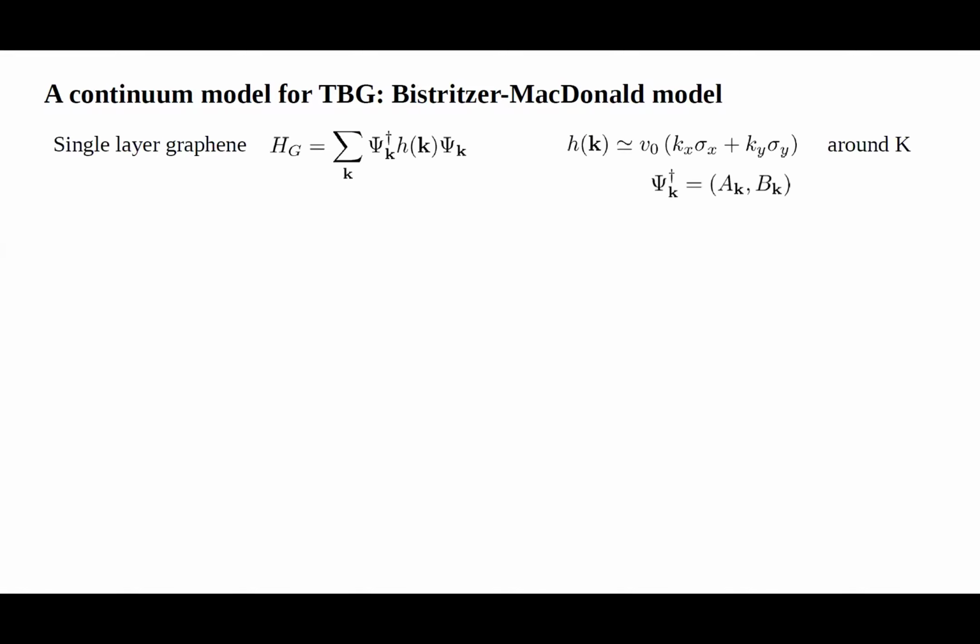So again, starting from the single layer, we can write down the Hamiltonian of graphene in k space, like so. Here, psi k is a two-dimensional spinor where you have a number for the wave function of what's located on site A and what's located on site B. And then H of k is a 2x2 matrix written in terms of the Pauli matrices. And here we can take the approximation that we are around the K point, so we can linearize the Hamiltonian by just writing it like this.